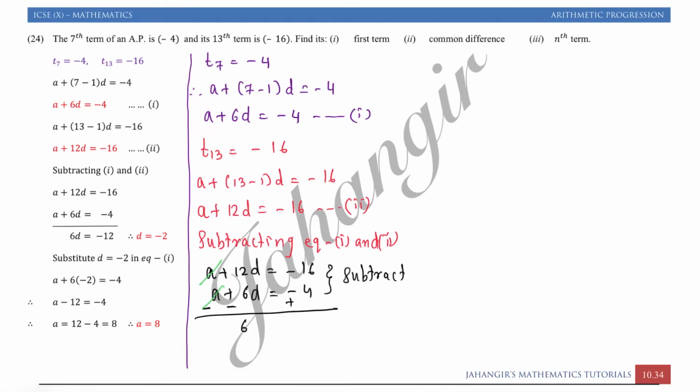12D minus 60 is 60. Minus 16 plus 4 is minus 12. So therefore D is equal to minus 2. We got the value of D.